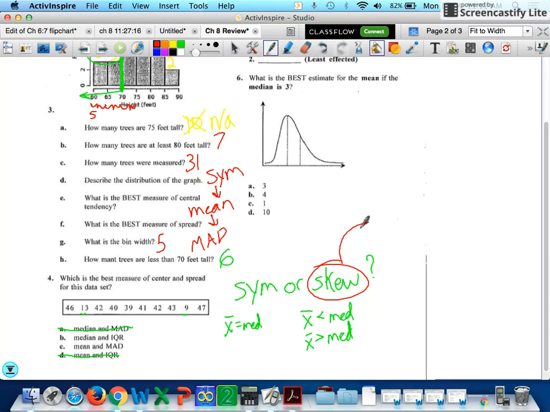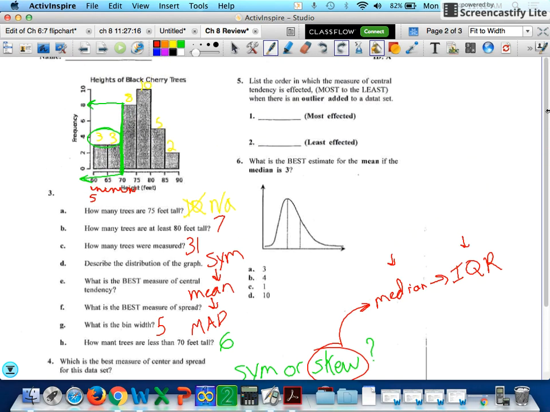Well, anytime I have skewed data, I'm going to use that median, which means I'm going to use the IQR. That's this information: median and IQR, and mean and MAD are what let me eliminate 2 of the options from the beginning. Then I have to decide, was my data skewed or symmetric? Well, it was skewed, which means I want median and IQR.